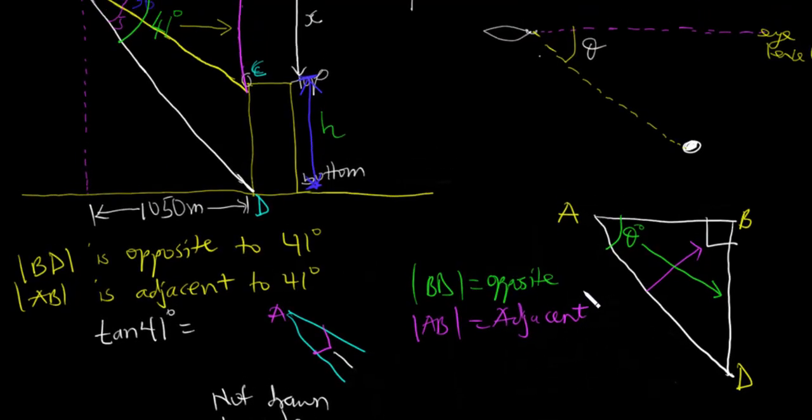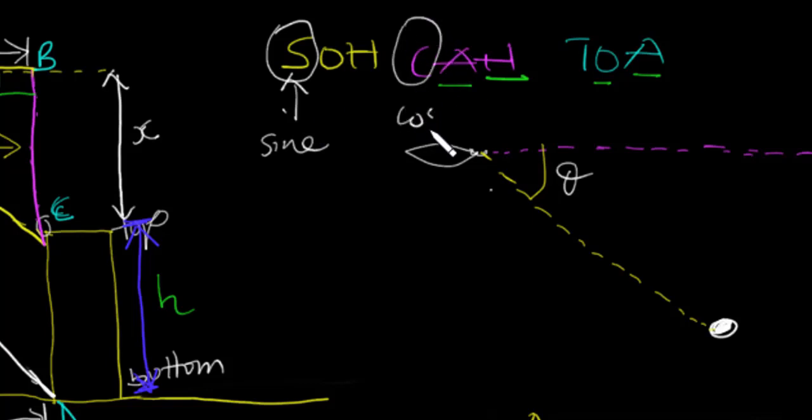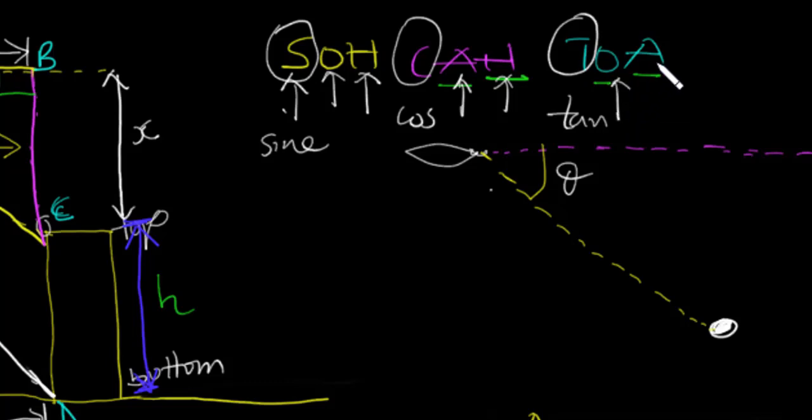All right, so what you see here, A is for the word adjacent, H is hypotenuse, and O is opposite. The first letters stand for the trigonometric ratios, that is sine, cos, and tan. So sine can be expressed as the opposite side divided by the hypotenuse, and cos can be expressed as the adjacent side divided by the hypotenuse, and the tangent of the angle can also be expressed as the opposite side divided by the adjacent side.